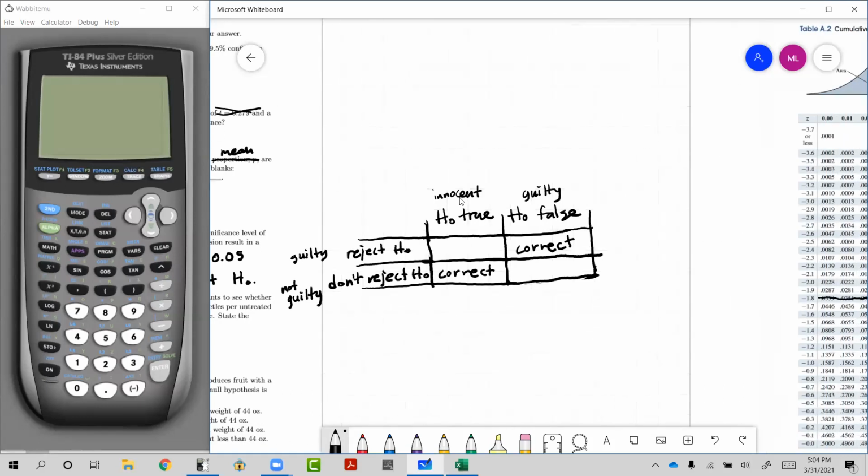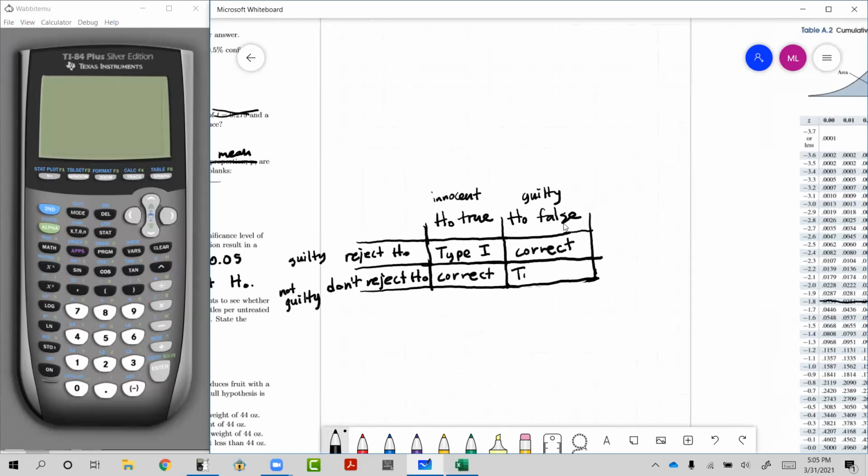If you convict somebody who's innocent, that is a type 1 error. And if you let go somebody who is actually guilty, who actually did it, so if you let them go free, that is a type 2 error.